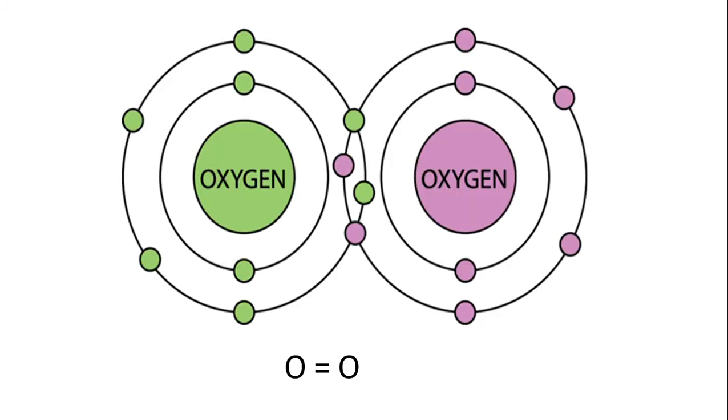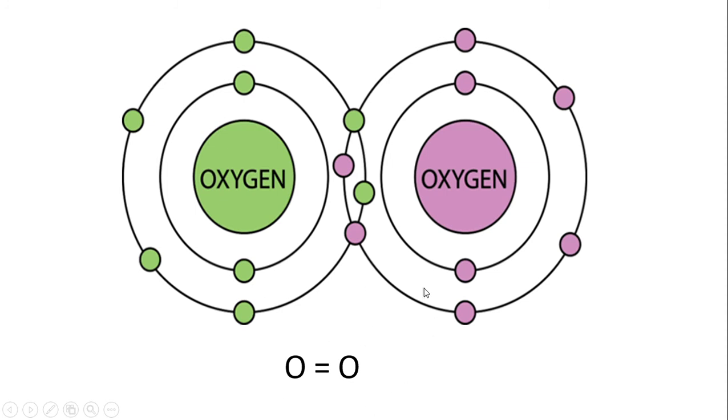Here, if you can see this picture, you can get a better idea of how it comes. These two electron pairs are shared between the two atoms. That's why the two oxygen atoms have a double bond between them. So that is one example.